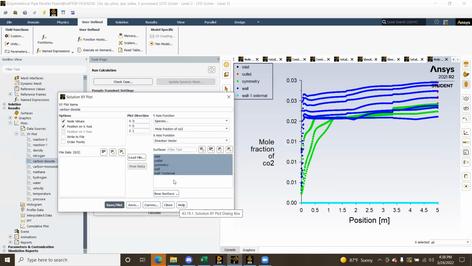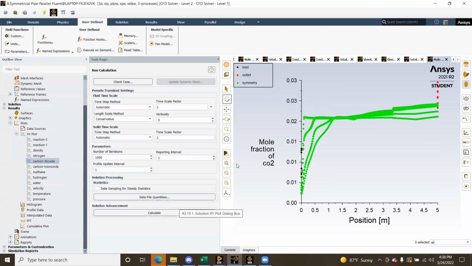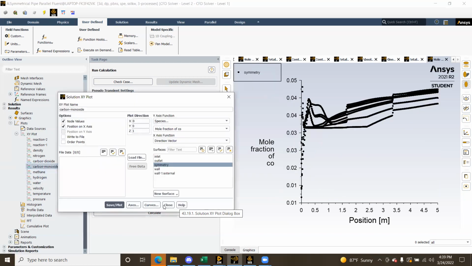So let's get rid of those again. For carbon dioxide, it's pretty similar. I think this kind of implies that reaction 2 is not happening very quickly. It's lower than the concentration of carbon monoxide.